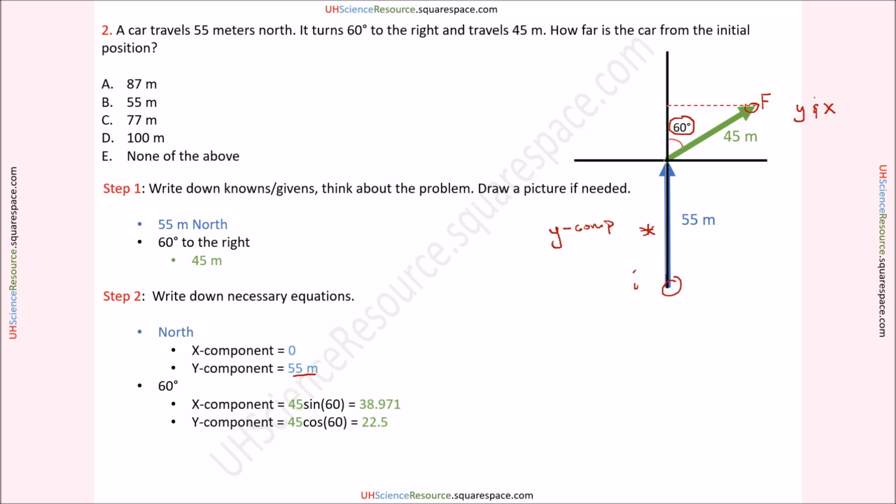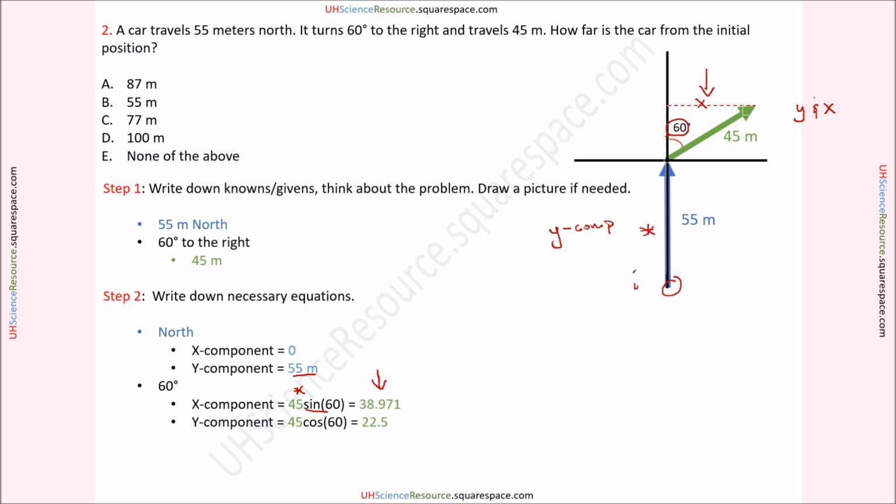So for the x component, that's going to be the distance right here. In order to find the x component, we're going to have to take the distance traveled times the opposite, which is right here, of the angle of 60 degrees. So that would be 45 times sine of 60. And that would give us approximately 38.971 meters.